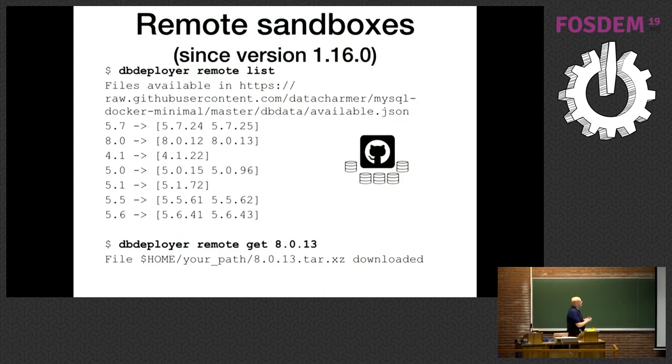One thing that happened just last month, I have remote sandboxes. So instead of doing all the things that I showed you before, that you go to the MySQL website and download the binaries, you can use dbdeployer remote list, so you see what is available. For example, for MySQL 8.0, there is 8.0.12 and 8.0.13. And then you say dbdeployer remote get 8.0.13, and it will download one file named 8.0.13.tar.xz in your local directory. And then you can use it like anything that you have downloaded from MySQL.